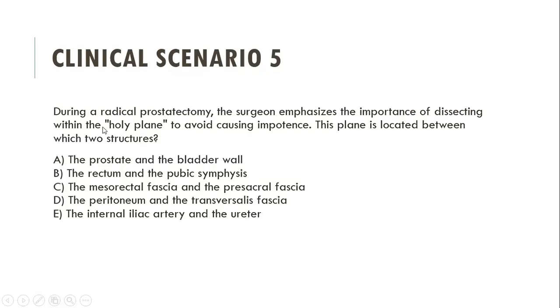In clinical scenario 5, during a radical prostatectomy, the surgeon emphasizes the importance of dissecting the holy plane to avoid causing impotence. This plane is located between which two structures? So we are talking about the holy plane, and the only holy plane I can see is between the mesorectal fascia and the presacral fascia.